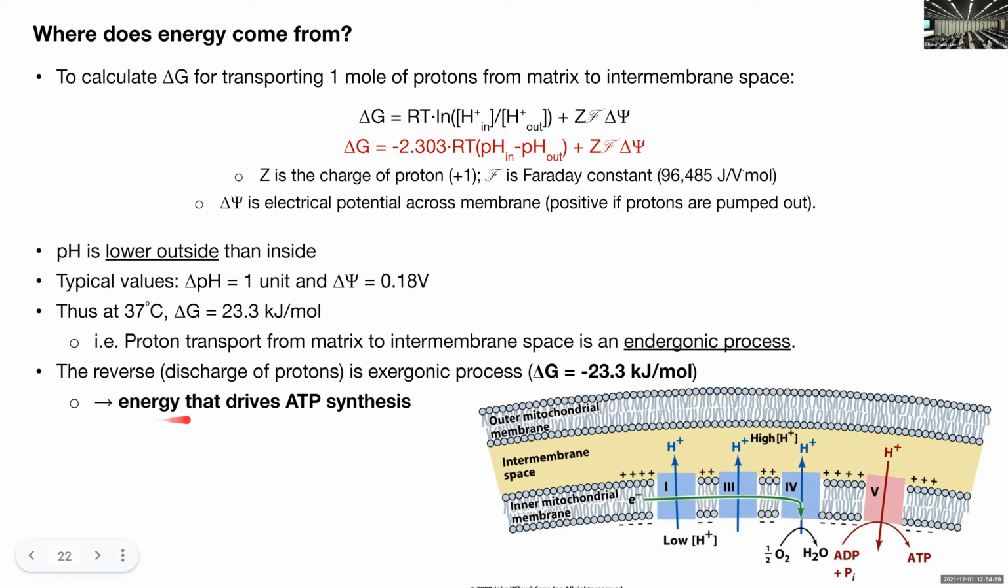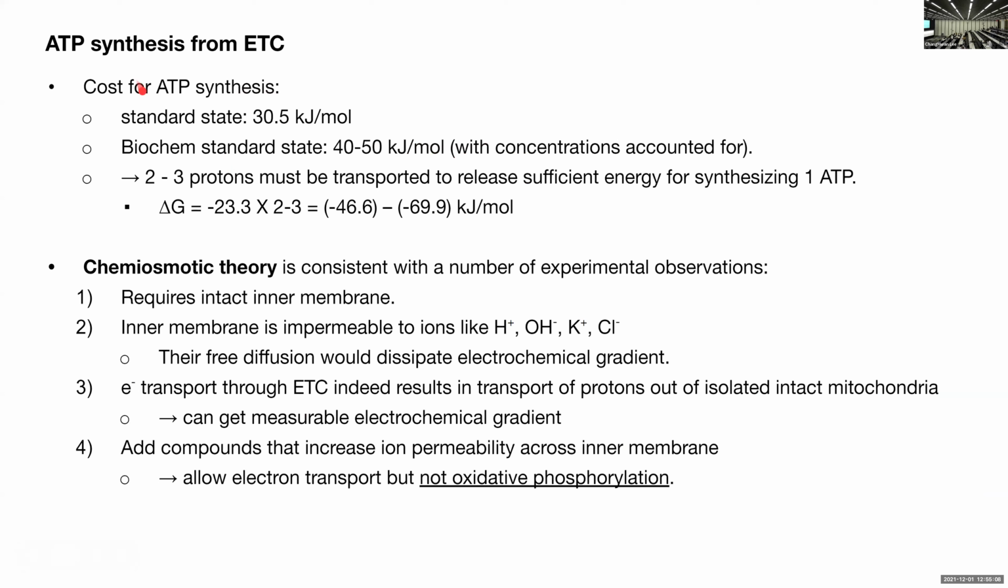So that means this system can use this delta G value to drive ATP synthesis. So let's think about how much ATP can be generated here. At the standard state, ATP synthesis costs 30.5 kilojoules per mole. And under the biochemical standard conditions, it's going to be 40 to 50 kilojoules per mole, where all the concentrations of ATP and ADP as well as temperature are taken into consideration there.